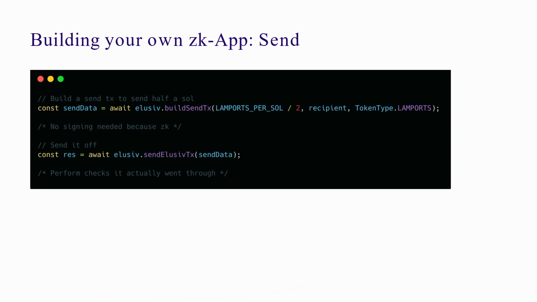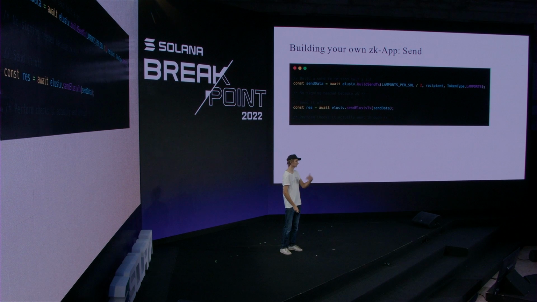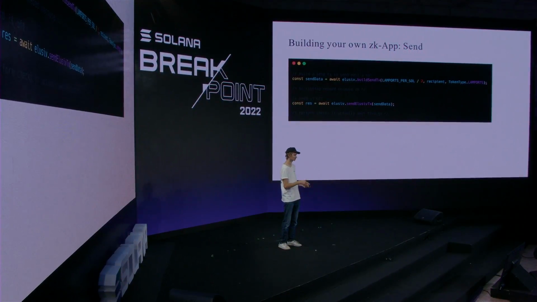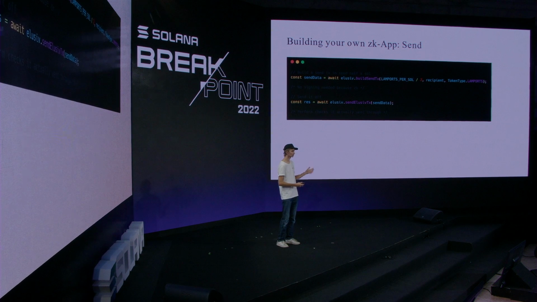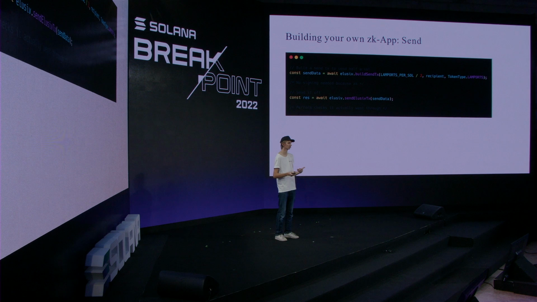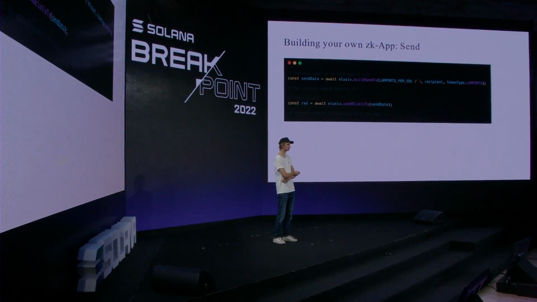Between those 2 steps, it does all the ZK stuff, generates the zero-knowledge proof, encodes your data, all that stuff. You get a nice little package out called send data, and again, you call elusive.sendElusiveTransaction, send it off, and you can add some logic afterwards as well to verify your transaction went through. And if all of that works, you've just created a private transfer with which you privately send money to someone else. And all of that in 5 lines of code, which is pretty cool.